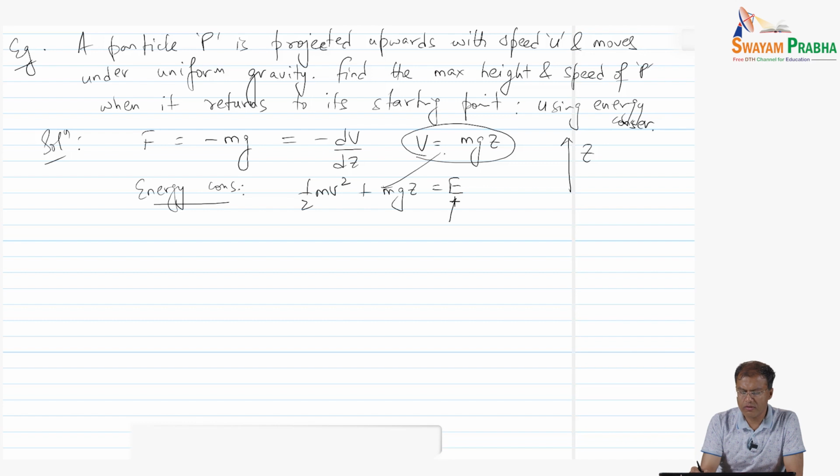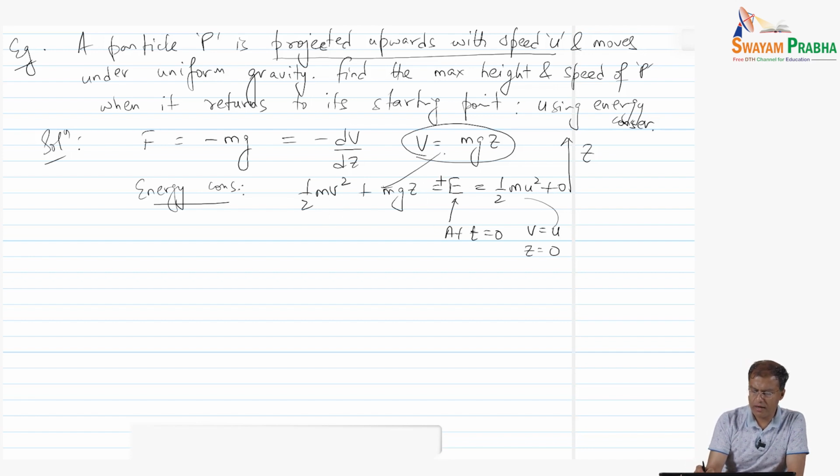Now, how to find this constant E? Notice that at t equal to 0, the particle is being projected upwards with speed u, so our velocity is u, and the distance covered is 0, the height is 0. So we plug in all this information and we find that E is half m u square, plus there is no potential energy, so that is 0. From here we get mv square plus 2mgz is equal to mu square.